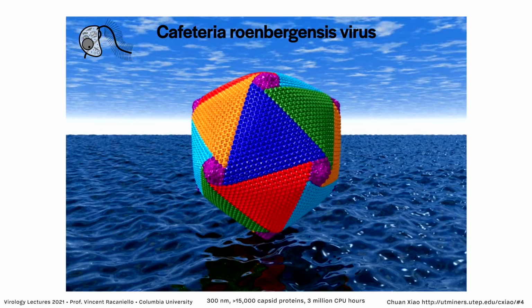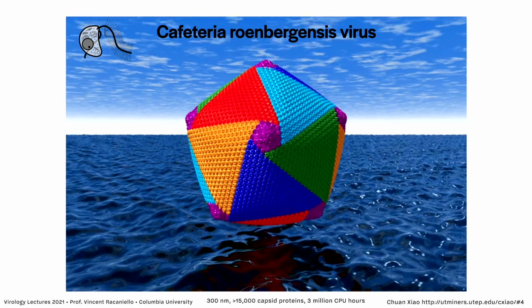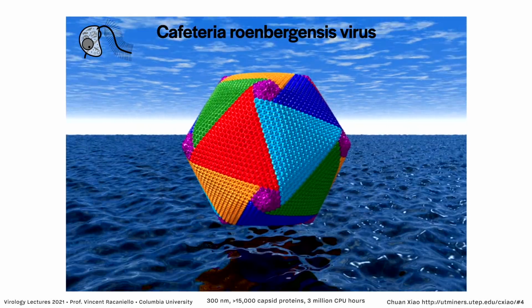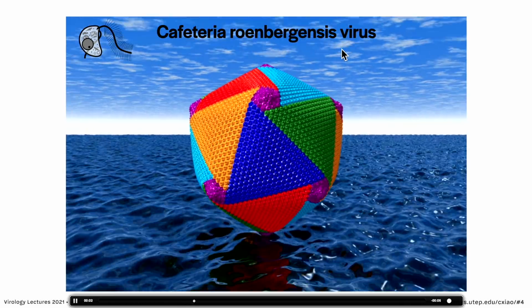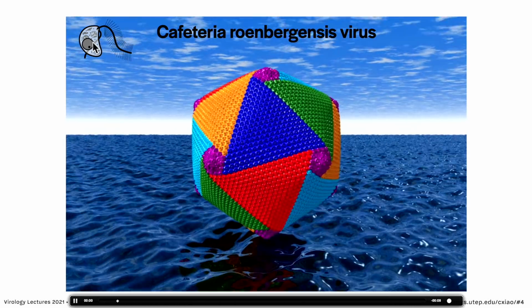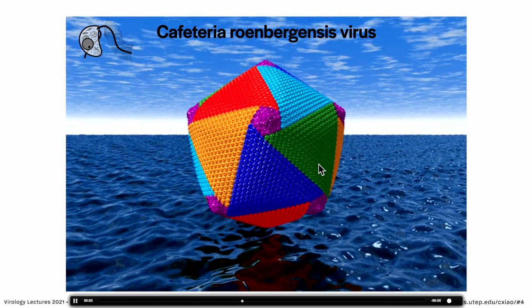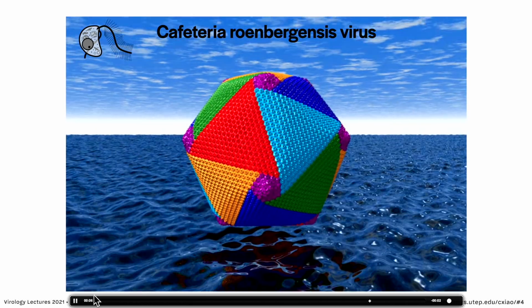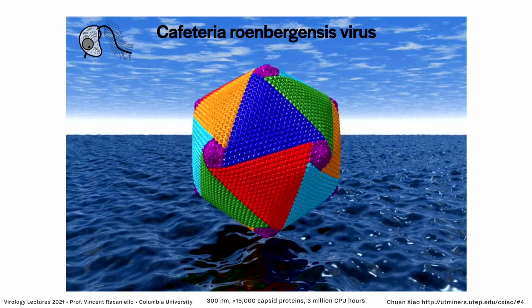Anyway, so that's amazing. Now, you can do structures of big, giant viruses. And this is one called Cafeteria roenbergensis virus. It's a virus that infects this flagellated protist that lives in the ocean. There's tons of these in the ocean and tons of this virus. The guy who did this, Chun Shao at University of Texas, El Paso, you can see more of his structures there. It took him years to do this. This is a 300 nanometer particle with over 15,000 capsid proteins. And look, he got the structure.